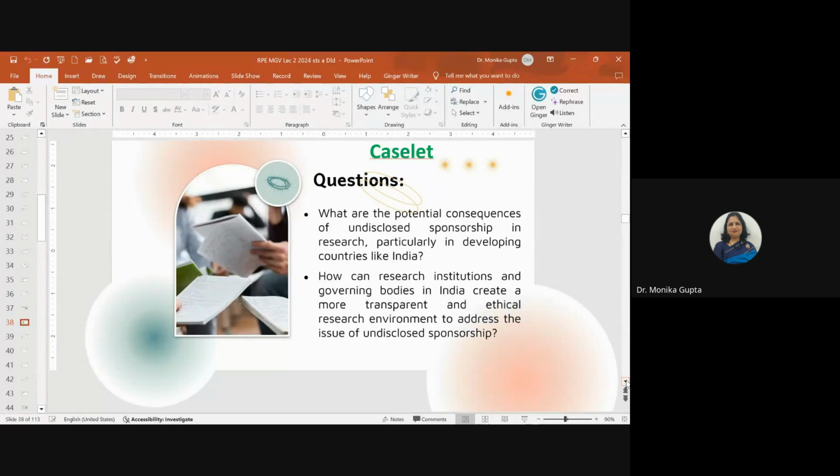Answer lies in the question itself. Disclosure policies should be made mandatory. Yes, exactly, ma'am. So, mandatory disclosure policies. Second, independent review boards. So, establishing ethical review boards with the power to oversee research projects and ensure transparency. Then, public access to research data. Then, various educational programs. And then, collaboration with industry.